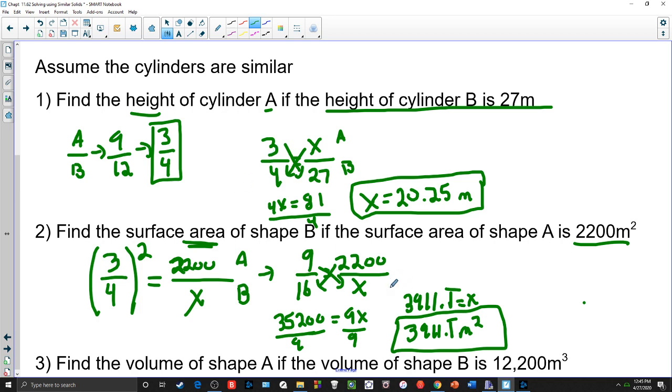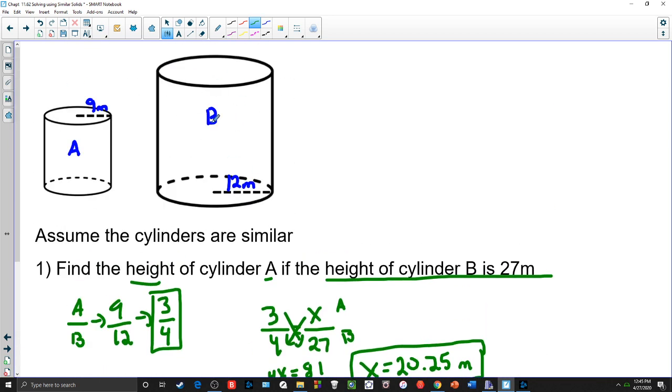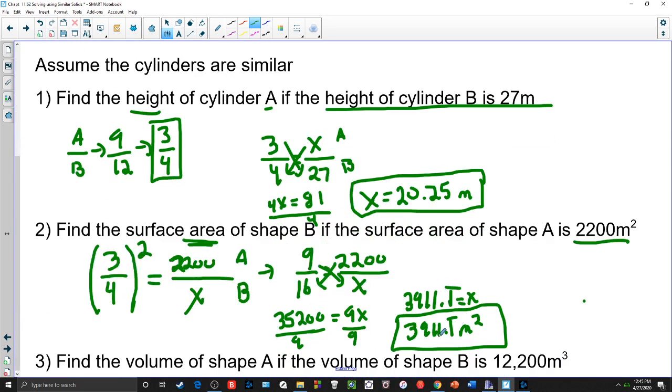And again, this kind of makes sense because shape B obviously is bigger than shape A. It's the bigger similar one, so its surface area should be more than shape A. So it's good that this surface area is more than what I started with, because that implies that shape B is bigger than shape A, which we know it is. If this was smaller, then I'd have to go back and check my work.